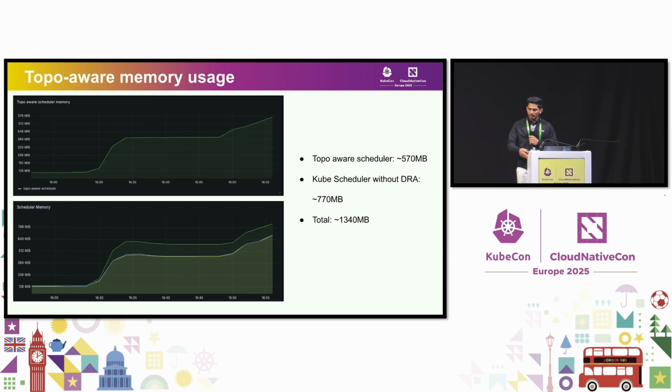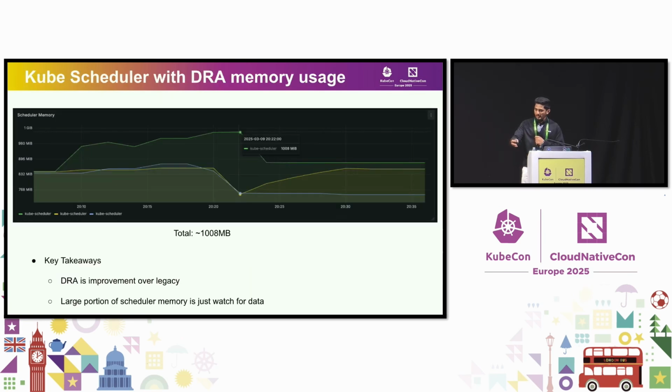The second metric was memory utilization. So in this slide, you see the topo-aware scheduler memory usage. But along with that topo-aware, we also have kube scheduler running in the control plane. So the real memory utilization in control plane is the sum of both. And we saw that at scale, it was around 1.3 gigabytes. But with DRA, it was around a gigabyte.